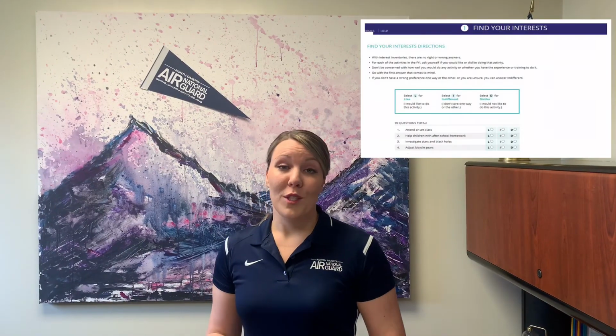Here's where we find out what you like, you're indifferent to, or you dislike. They're going to give you 90 different prompts, and you're going to click L, I, or D if you like it, you're indifferent to it, or you dislike it. For example, attend an art class. If you love that idea, go ahead and click like. If you don't really care, click indifferent. And if you would not like to attend an art class, go ahead and click dislike.